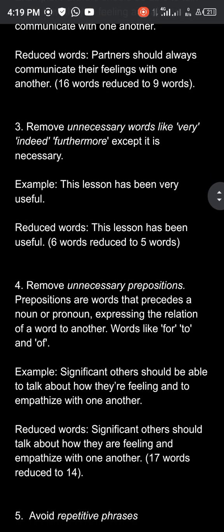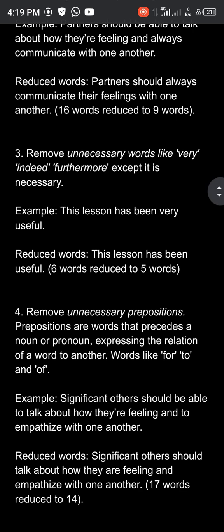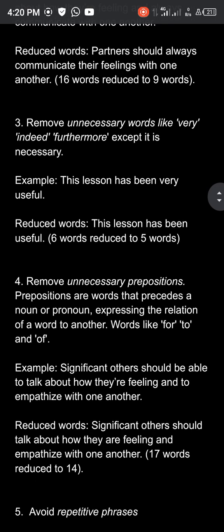So go to the third one. Remove unnecessary words like very, indeed, furthermore, unless it is very necessary for it to be in that sentence. You can remove it unless it is very necessary. See this sentence I'm using now, unless it is very necessary. If it is very necessary to be there, then you are free to leave it.